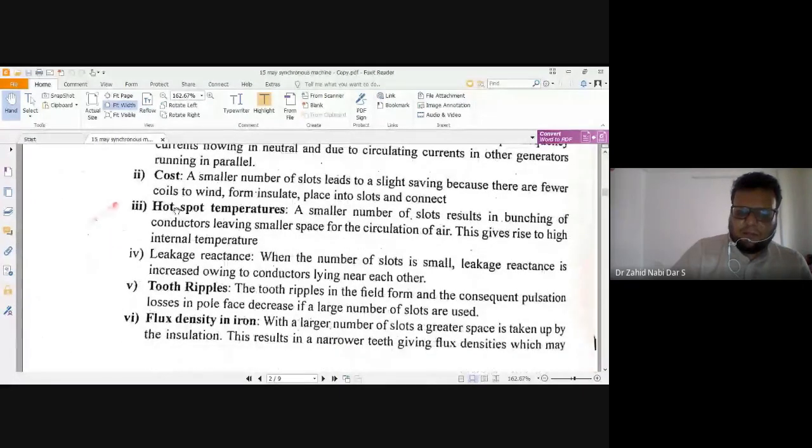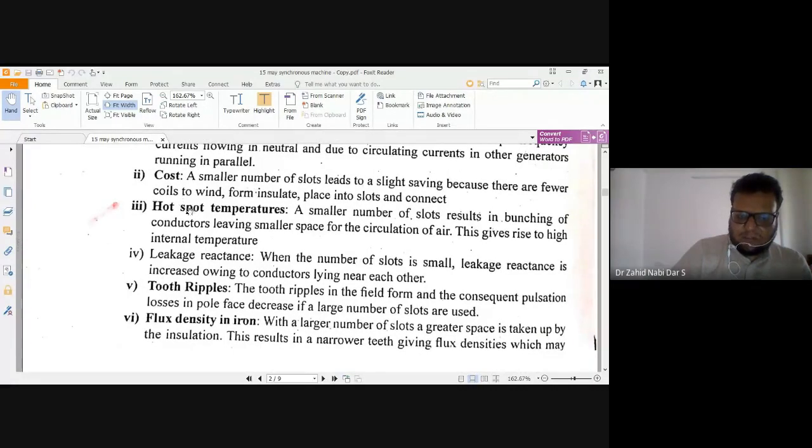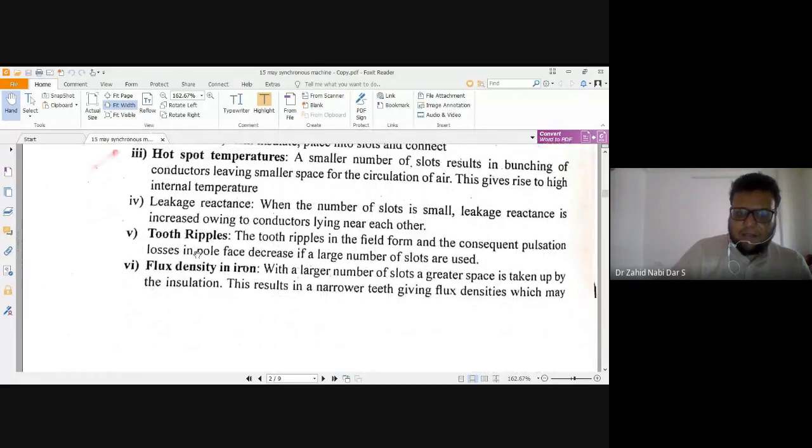In any design problem, the output you are getting for the cost is very vital. So it is because of the cost that we are encountering these problems. We have to accommodate for these. Okay, so one more problem is tooth ripples. So what are these tooth ripples? The tooth ripples form in the field.